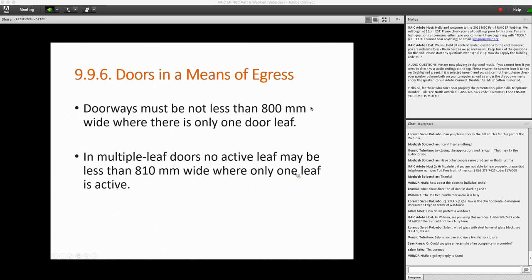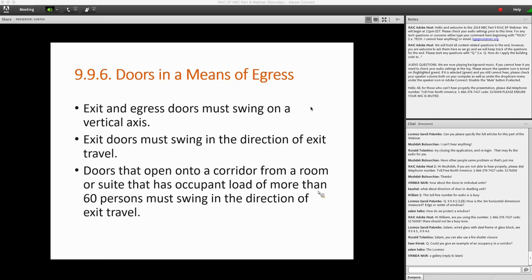Doorways must be not less than 800 millimeters wide where there is only one door leaf, and in a multiple leaf door, the active leaf is required to be not less than 810 millimeters wide. Access and egress doors are required to swing on a vertical axis. And on top of that, exit doors are required to typically swing in the direction of exit travel, except where the occupant load being served is not more than 60 persons.